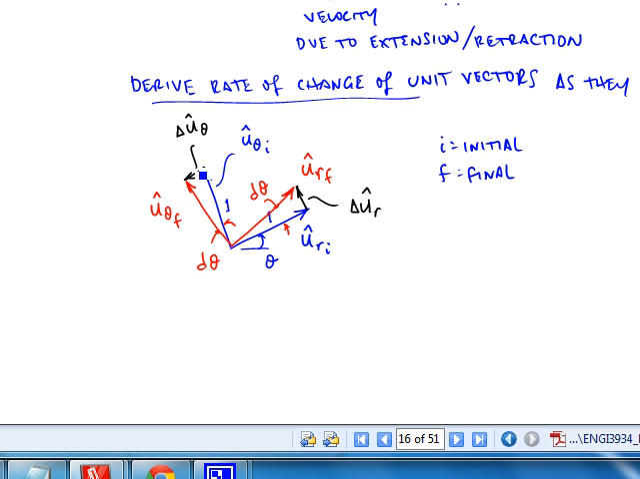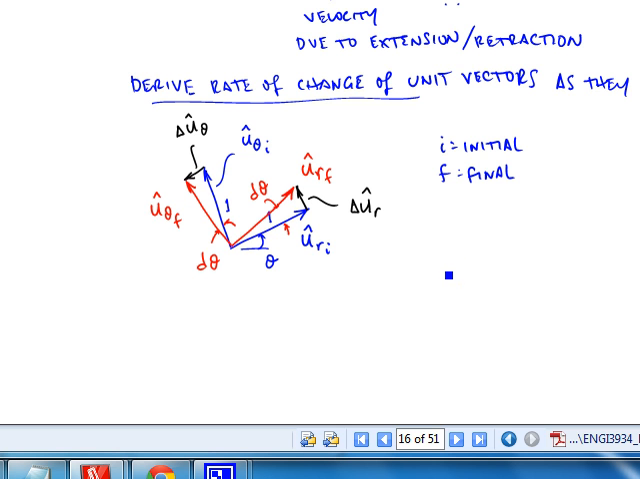The magnitude of delta U theta is approximately the length of the arc swept out by this U theta vector as it rotates. That arc length is 1 d theta. Okay, so we have the magnitudes of these delta U vectors, magnitudes d theta, and the directions are in the U theta direction for delta UR and the minus UR direction for delta U theta.